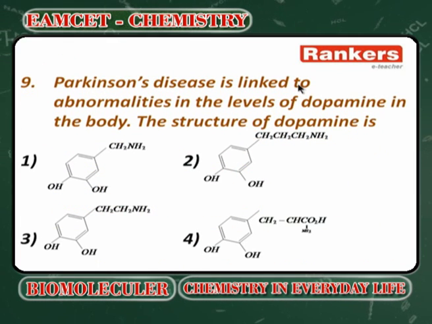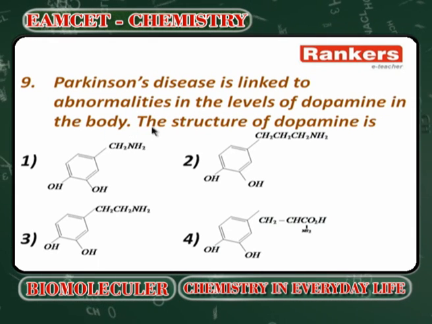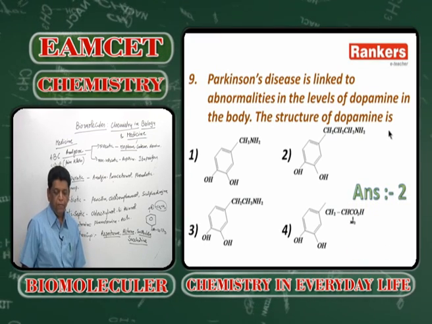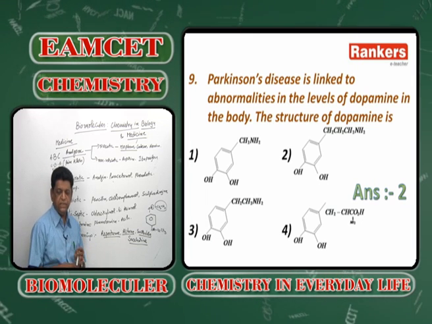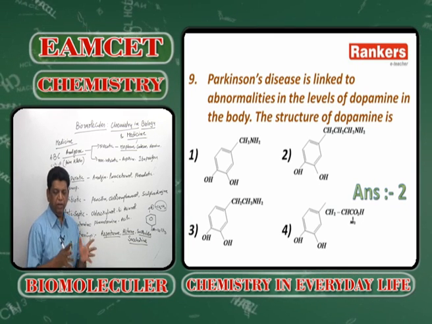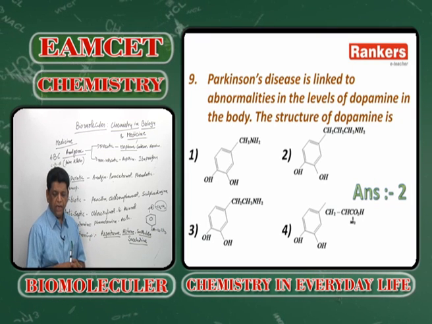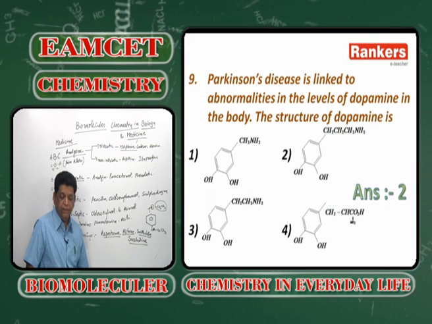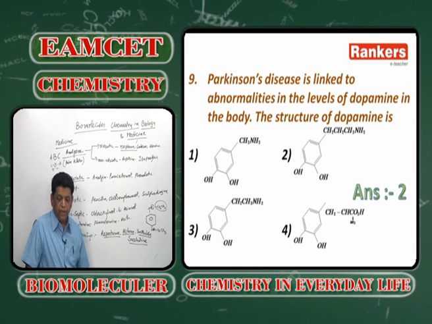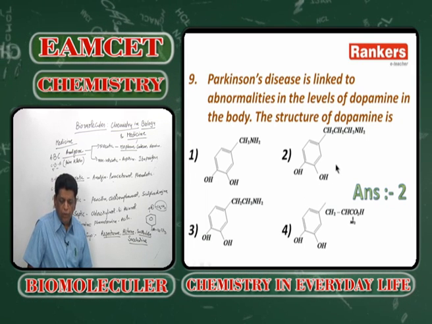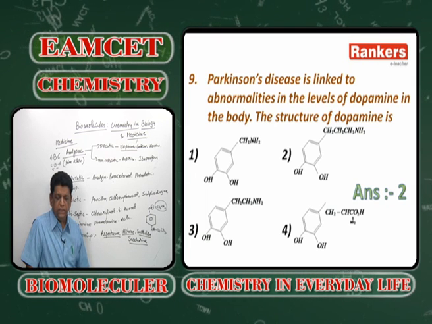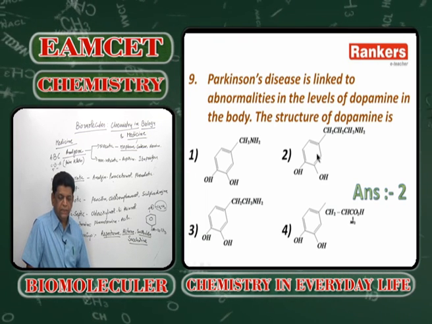Parkinson disease is linked to abnormalities in the levels of dopamine in the body. The structure of dopamine: Parkinson means a nervous system breakdown, and the hands will go on shaking. L-dopa is the medicine used, and dopamine is related to it. Its structure is a benzene with 2 OHs and the propyl amine, so structure 2 is the right answer. Next.